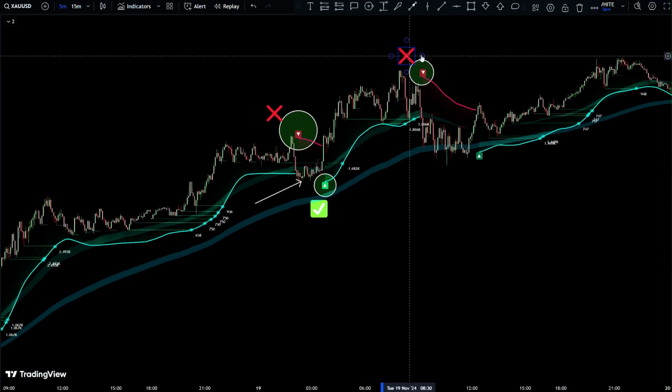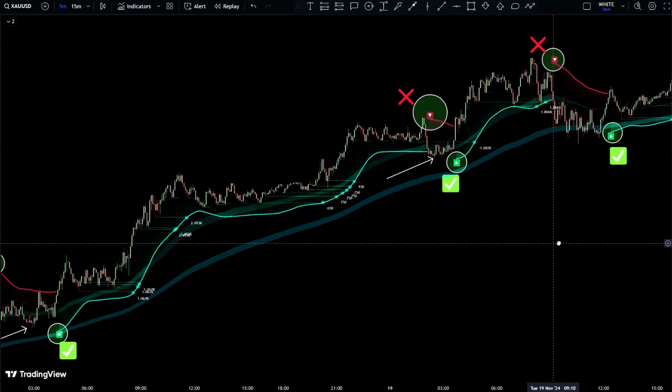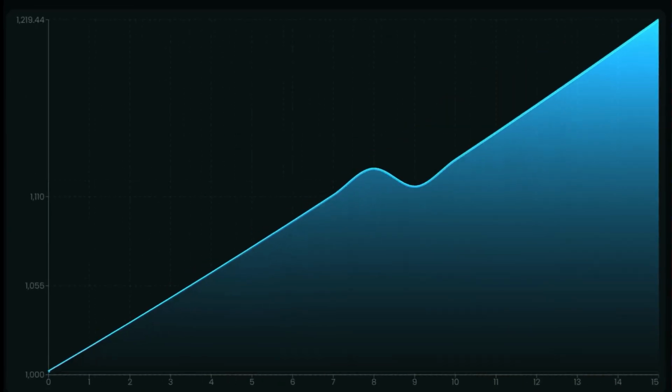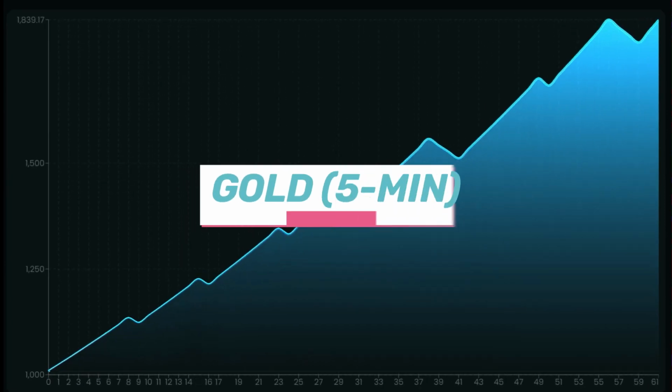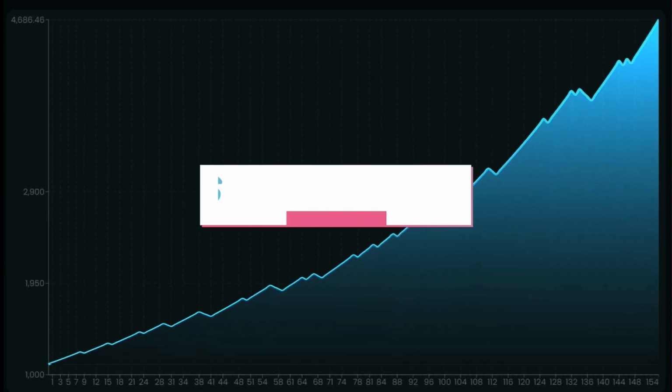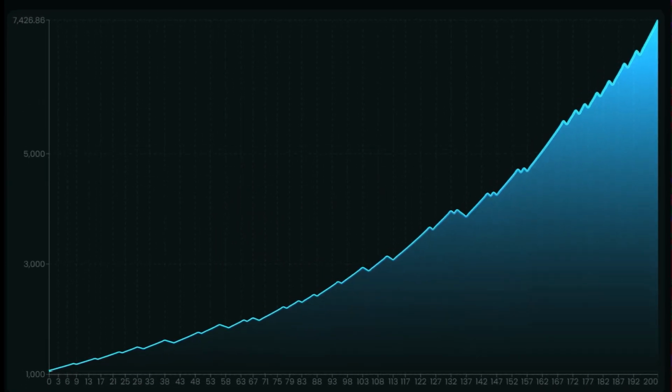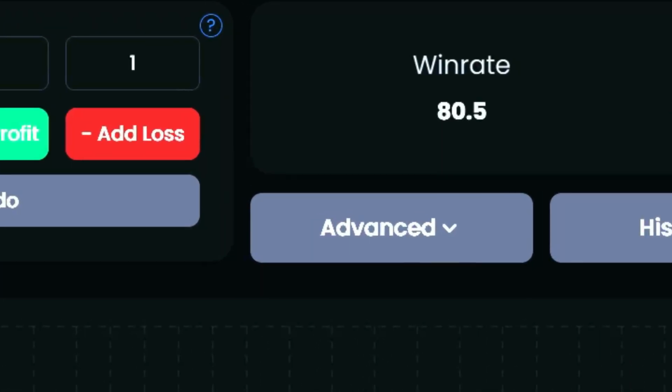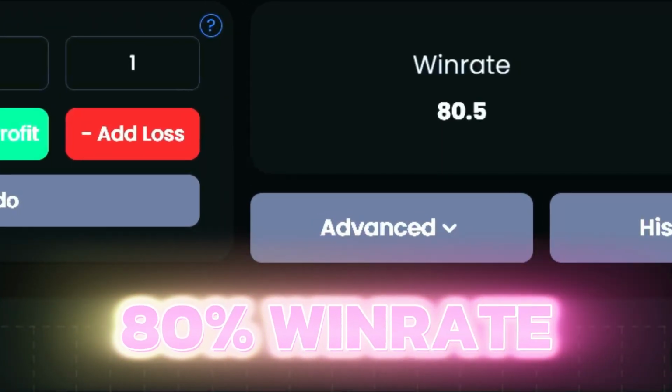And if you're itching to see the proof, let's dive into some backtesting results. We ran the strategy on the gold 5-minute chart with a whopping 200 trades, and the results were stunning. Our win rate was a jaw-dropping 80%. I mean, seriously, when's the last time you've seen such an accurate gold strategy?